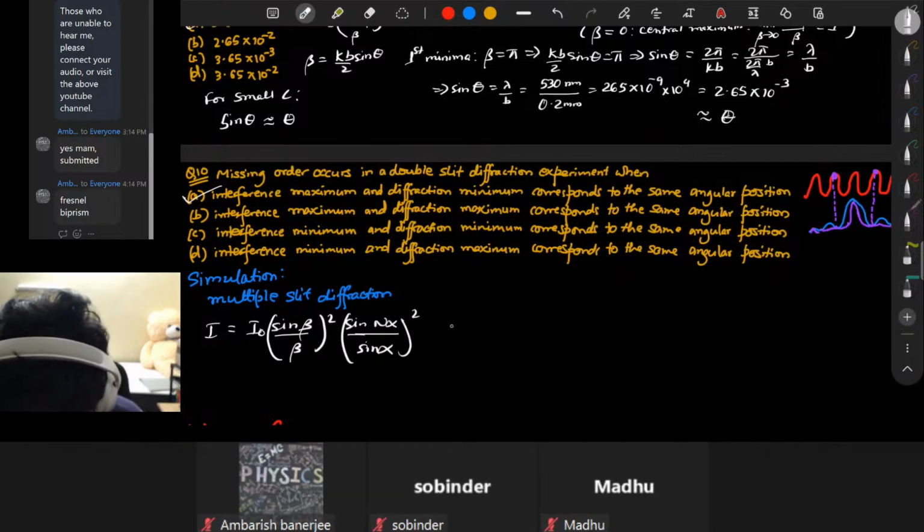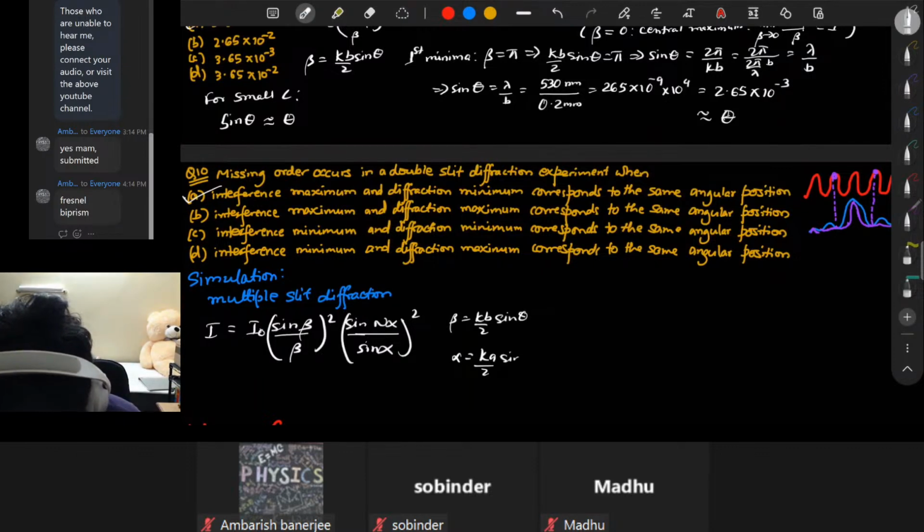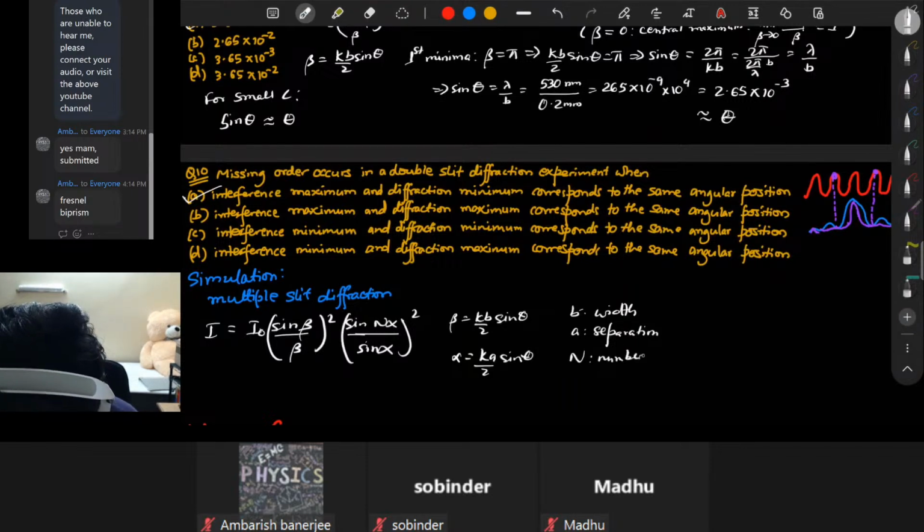Here, as always, beta is kb by 2 sine theta and alpha is ka by 2 sine theta, and b is the width, a is the separation, and n is the number of slits. Okay, so quickly I will just show you the pattern.